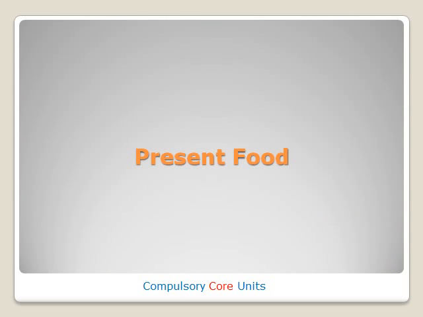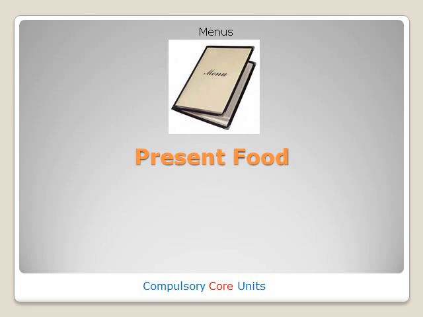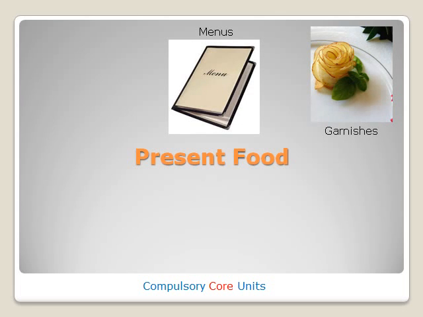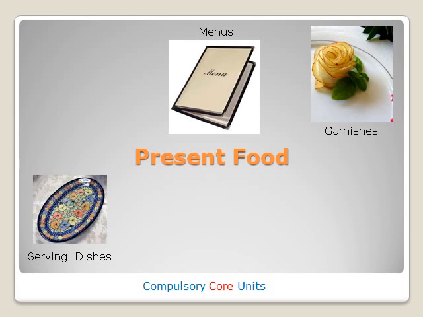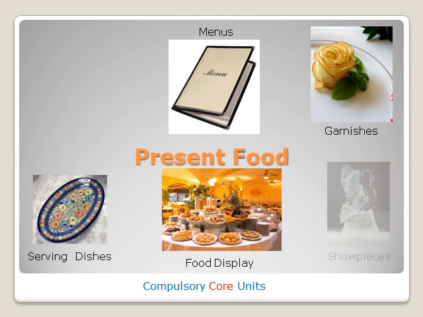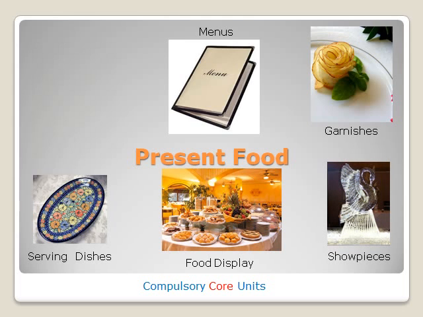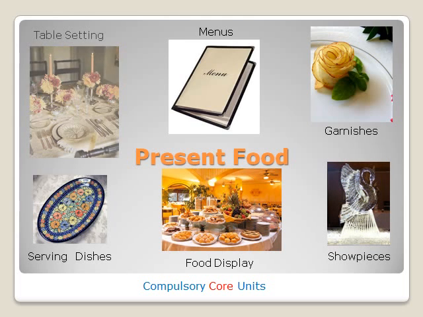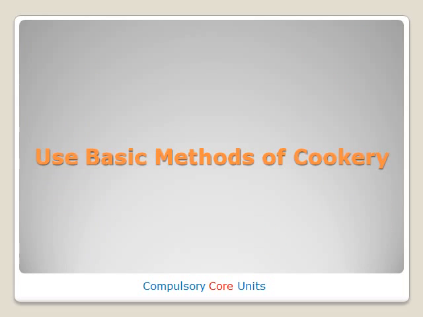Present food taught us about different types of menus and the categories of items that are found on the menus. We learned about garnishes and how to portion and plate food, and how to choose appropriate crockery and serving dishes. We learned how to display foods, how to set up buffets and create showpieces for food display. We learned how to set a casual table and how to set a formal table.